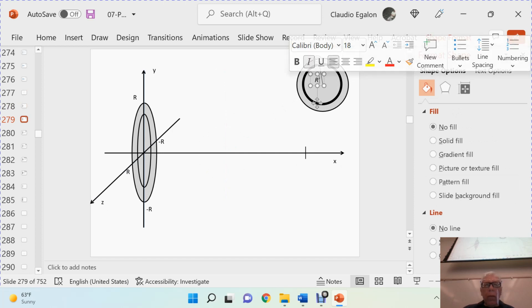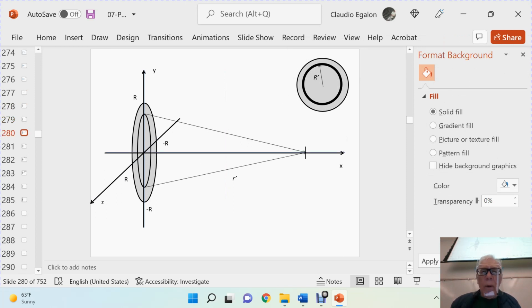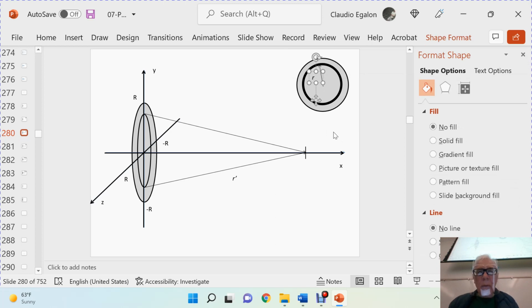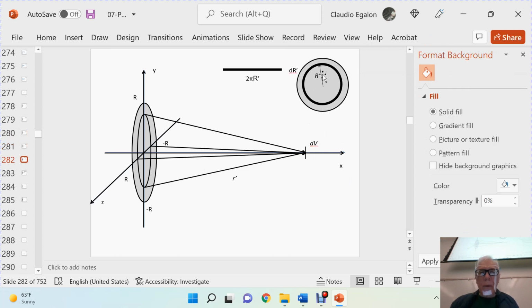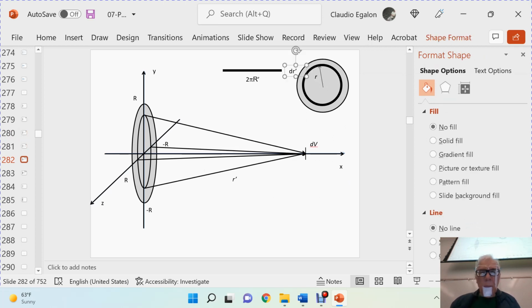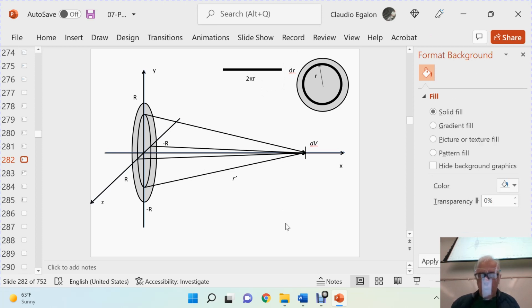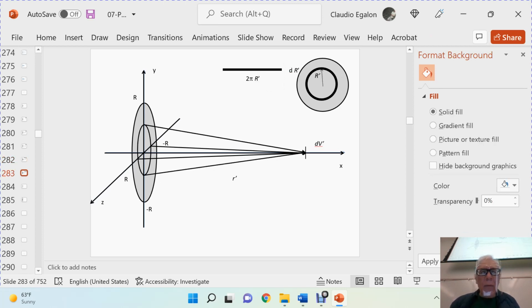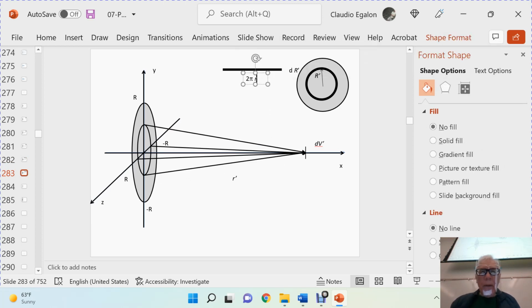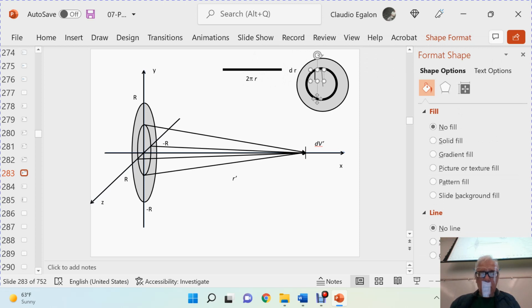Lowercase r. And then I put the r here, which is going to be 2 pi lowercase r. We have another one here. Lowercase r.